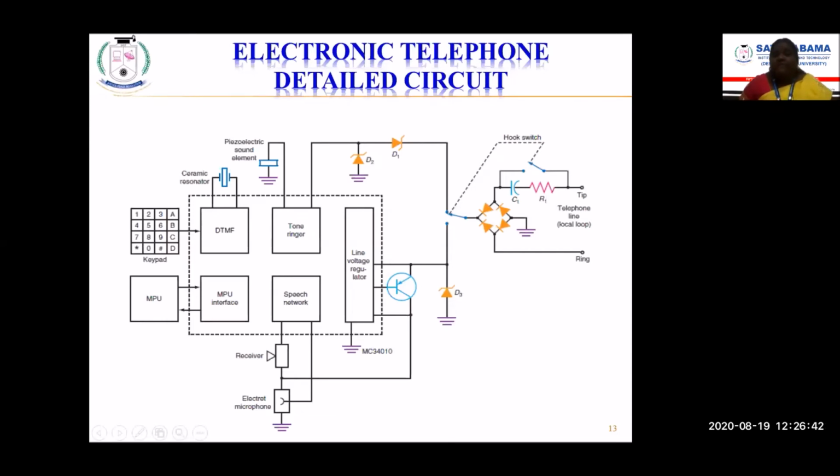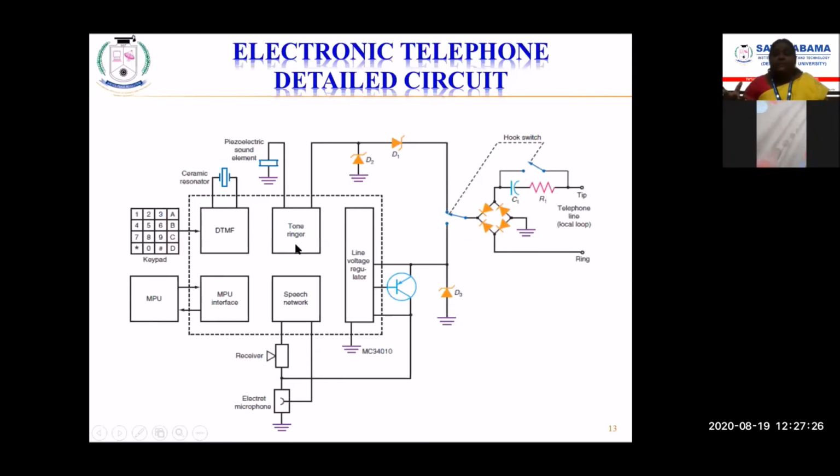This hook switch is connecting the bridge rectifier circuit to the diodes D1 and D2, that is, to the ringer circuit, and this is connected to the telephone line. Whenever a call is being received, the resistor R1 and C1 will be rectifying the circuit here, and that rectified voltage will make the hook switch go to this position, activating the diodes D1 and D2 and the tone ringer circuit. Whenever the tone ringer circuit is activated, what happens? Automatically it produces the sound with the help of the piezoelectric sound element.